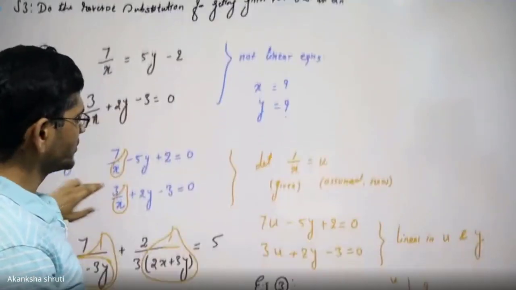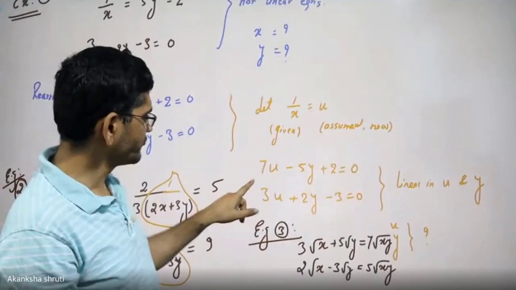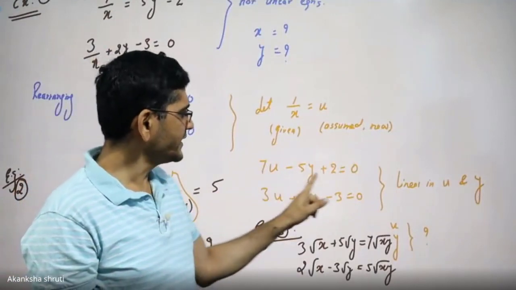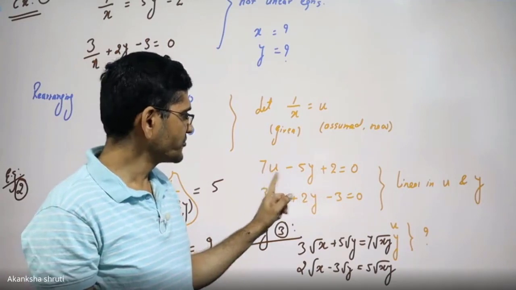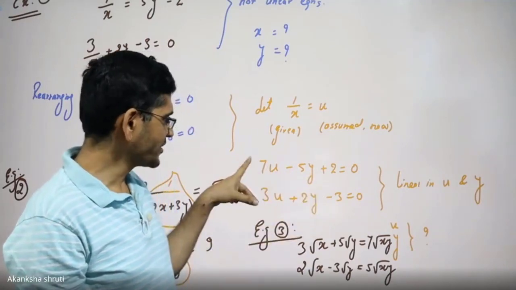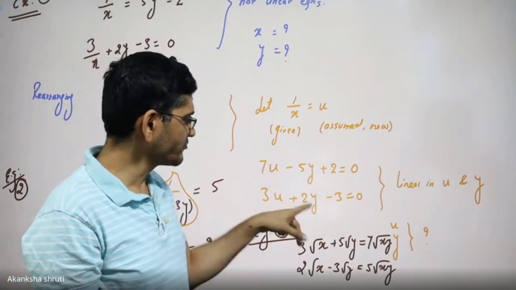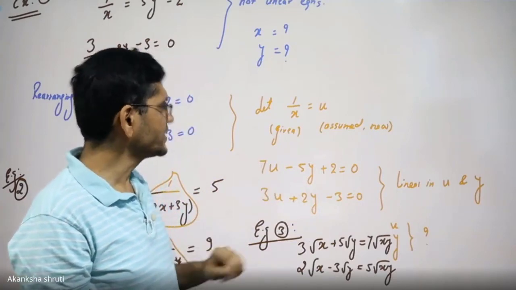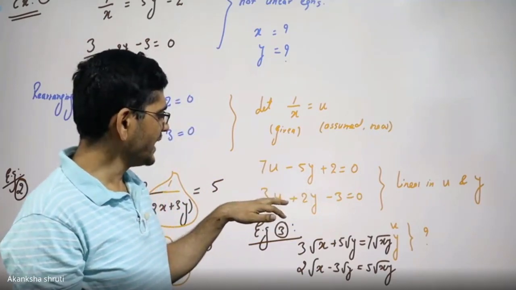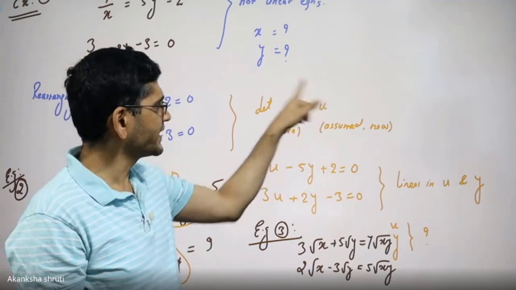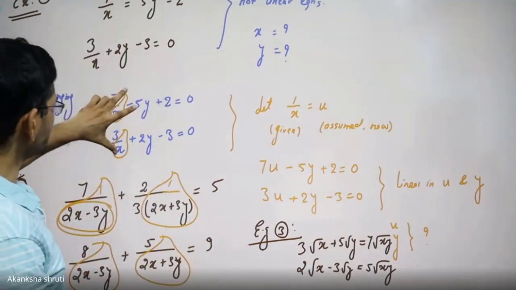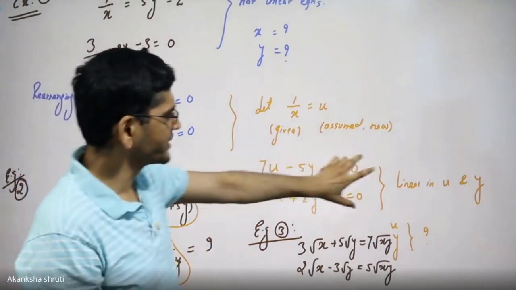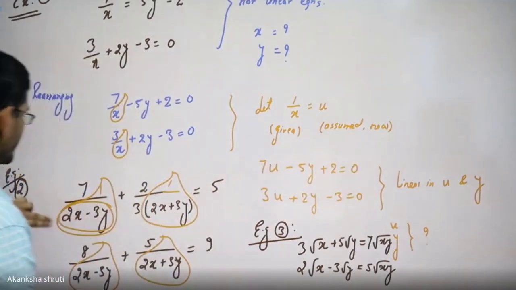Students, like in example 1, where x is not linear, but by substituting 1 by x as u, it gets converted into a linear equation in terms of u and y. We have the pair of linear equations, so u and y can be calculated. Then with the help of this u, we can get this x. So just by one variable substitution, we are getting this pair of linear equations.